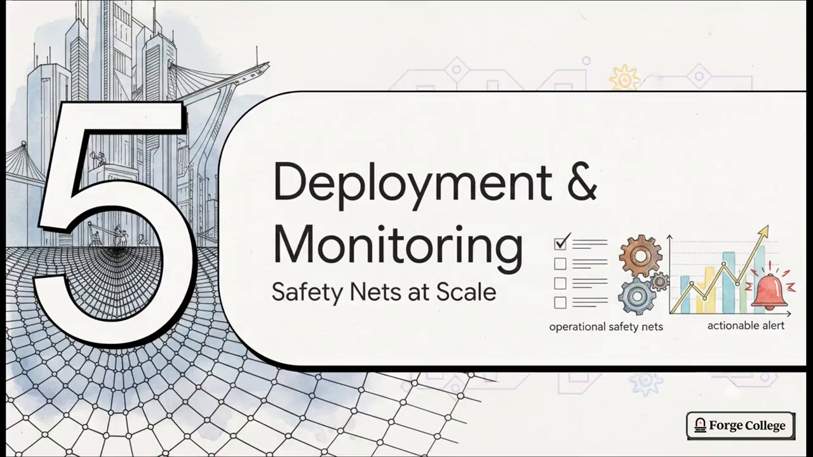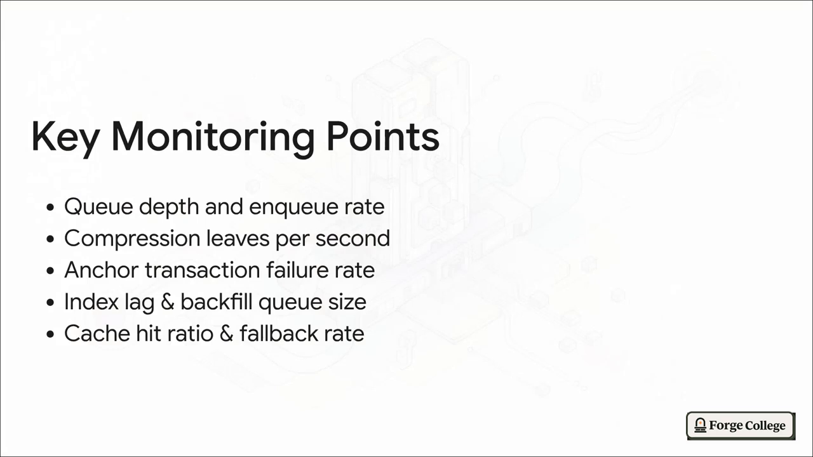Section 5. Deployment and monitoring. Those optimistic architectural choices we just talked about are only safe if you have the operational safety nets in place to catch errors. These metrics right here are your early warning system. For example, if index lag exceeds your threshold, meaning our mailroom clerk is basically falling asleep at the desk, you need an alert to trigger immediately. Don't wait for your users to start complaining on social media.